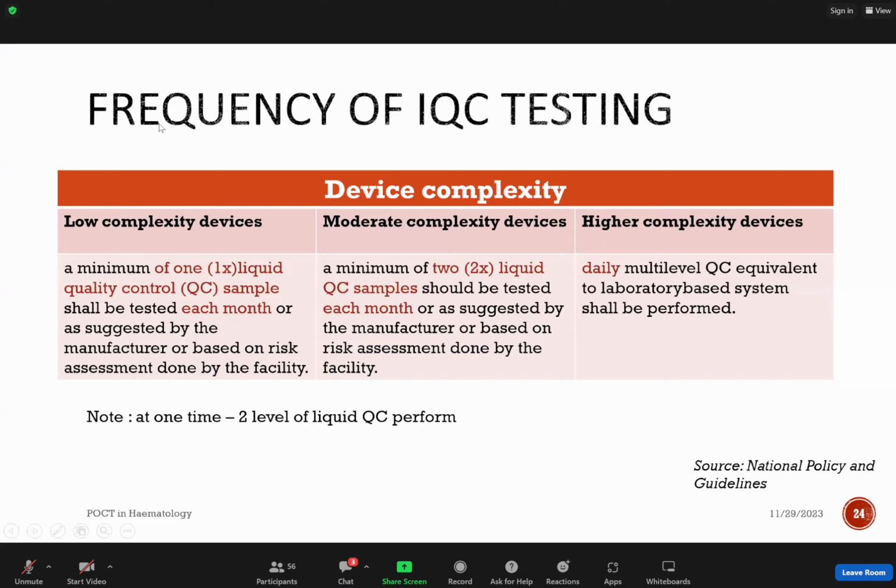Okay, this is a table to show how the frequency of IQC testing is done. It is also according to the complexity of the device. As for low complexity devices, a minimum of 1 liquid QC sample shall be tested each month, meaning in 1 month we run liquid QC once, or as suggested by the manufacturer or based on risk assessment done by the facility.